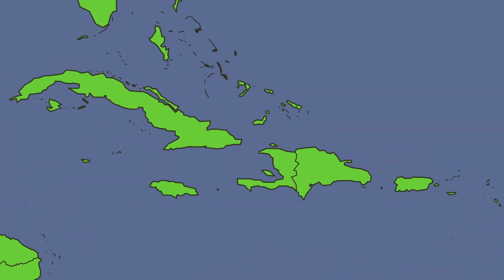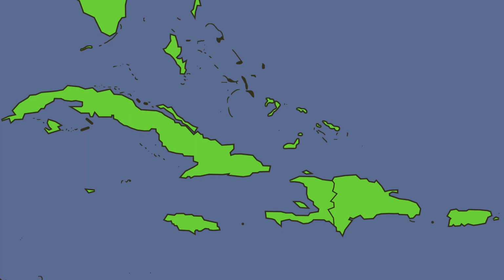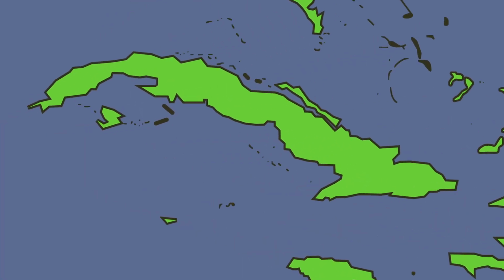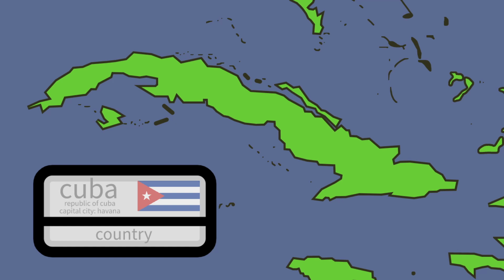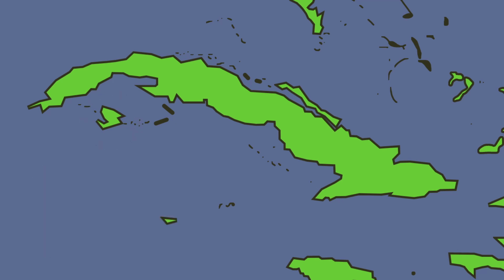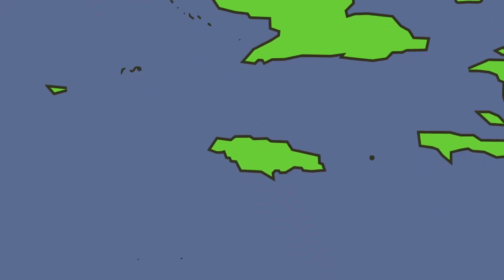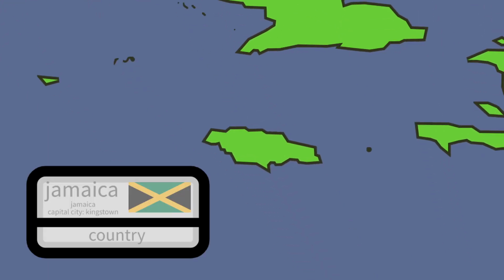We will start with these islands, sometimes referred to as the Greater Antilles. The largest of these islands is Cuba, which makes up most of the Republic of Cuba, a fully sovereign independent nation. It also contains the Isla de la Juventud and several other small islands. South of that is this island, which makes up the nation of Jamaica.